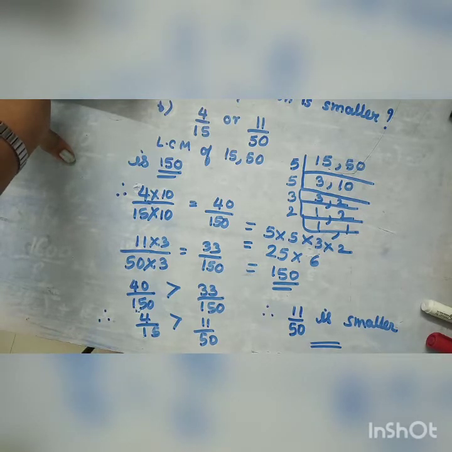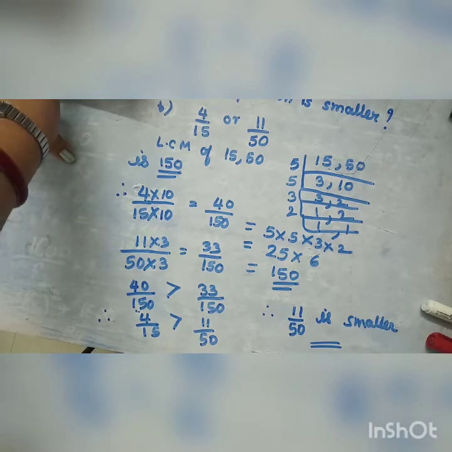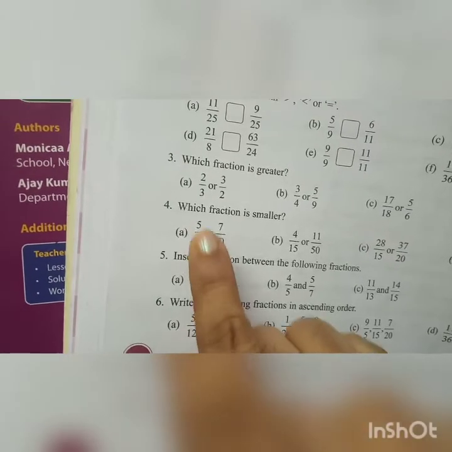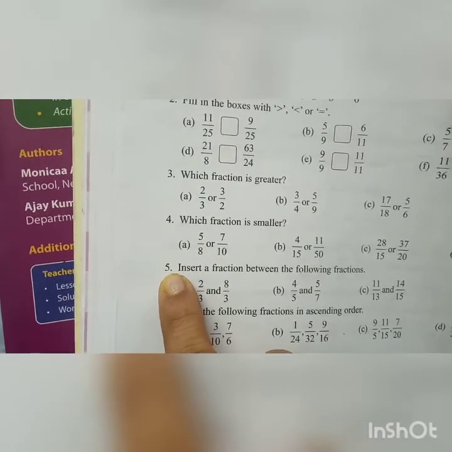Now third and fourth one, that is C and D of fourth question, is homework for you. So please try it and do both the sums. Now the next problem is the fifth problem, that is insert a fraction between the following fractions. So you have been given two fractions.